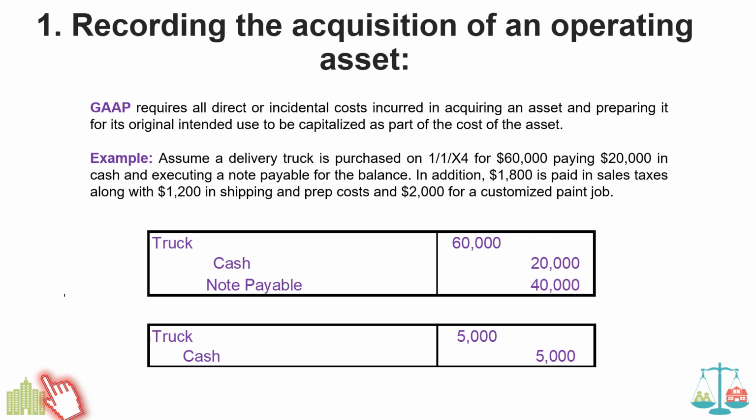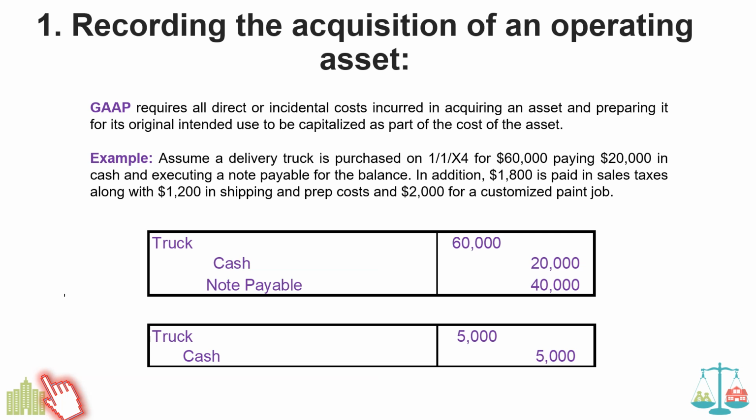In addition, we pay an additional $1,800 in sales tax along with $1,200 in shipping and prep costs, and $2,000 for some customized paint job. I can see it now on the side of some truck. You've got to publicize your business, so you may have to incur some costs to get that truck ready to go in terms of a proper paint job. Well, how would we account for these various costs that are associated with this purchase of this delivery truck?